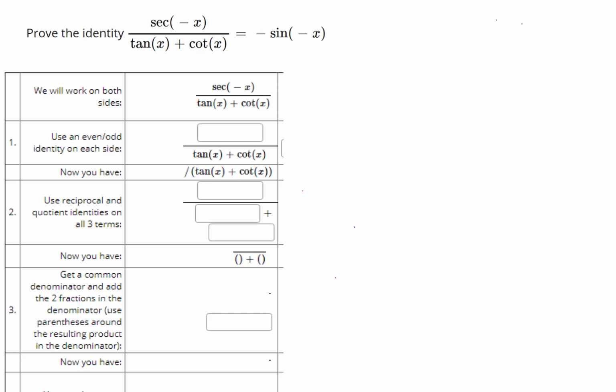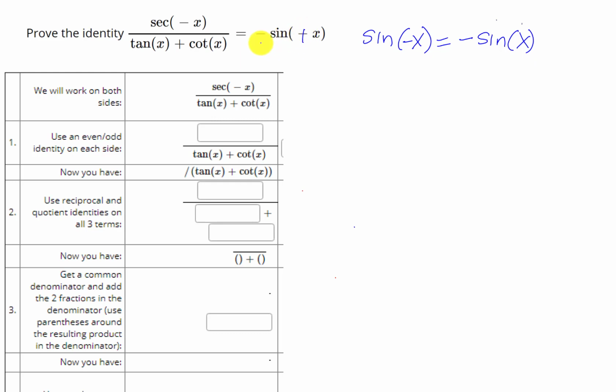Here we want to prove this identity. It says we'll work with both sides, but the only thing we're going to do on the right hand side is use an even odd identity. So let's do that. We have sine of a negative angle, and we know that's an odd function, and it's the negative sine of that angle. So we have negative sine negative x.